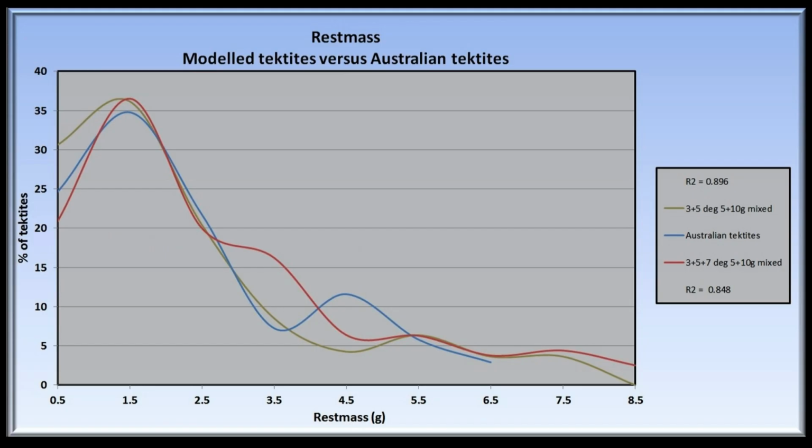Modeling the rest mass of Australian tektites, compared to 6,552 Australian tektites, fits well, assuming the start masses were between 5 and 10 grams, and re-entry angles between 3, 5, and 7 degrees.